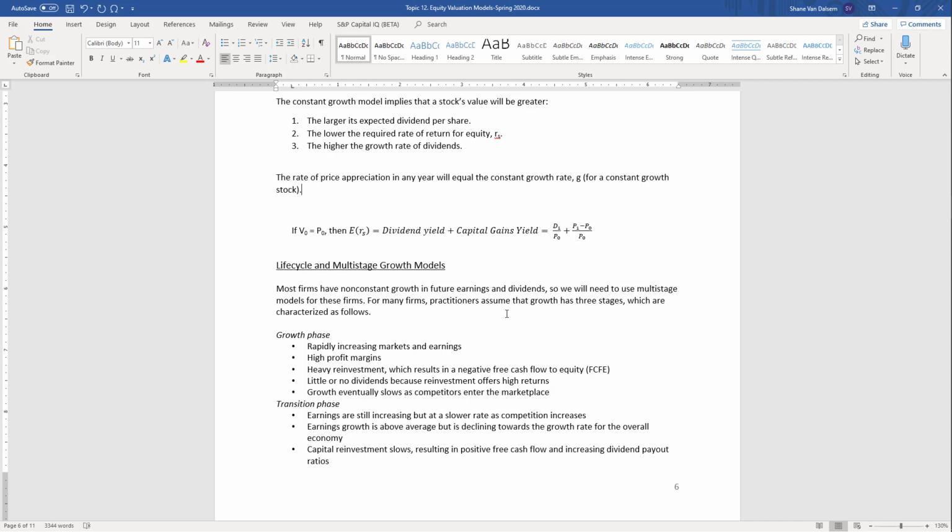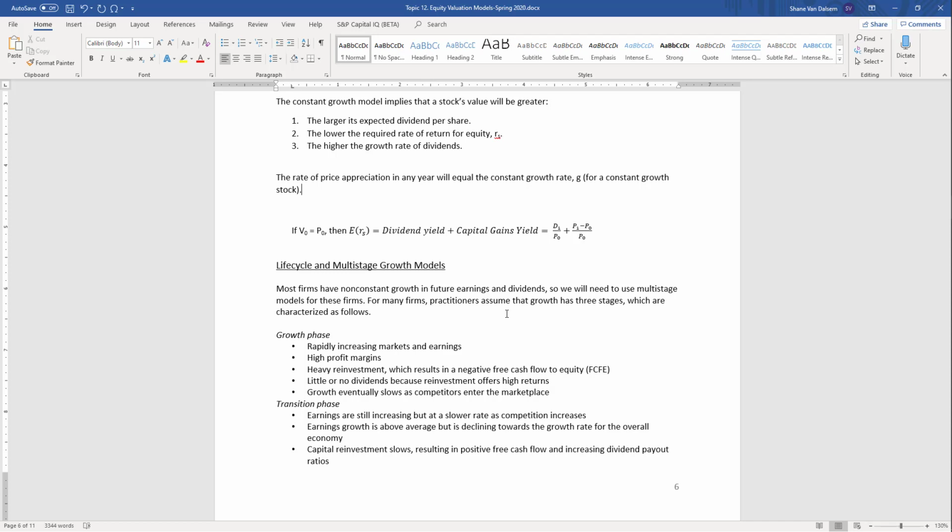There's a company, and really not around much anymore, that was a computer company called Gateway. They didn't really evolve out of that, and so that brand has really died down and went away as a result. They have followed a product life cycle. So I just put that explanation out there to help you understand that you might see very old firms that have high growth rates because they are also innovating at the same time. So life cycle and multi-stage growth models. Most firms have non-constant growth in future earnings and dividends, so we need to use multi-stage models for these firms.